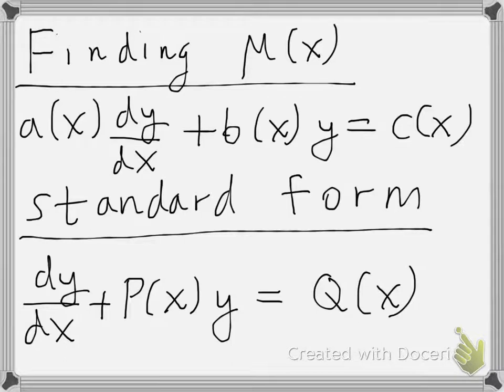So basically, the very first step in this process, you divide through by the function a of x, that's the coefficient of dy dx, if there is a function. If it's just the constant 1, then you don't need to do anything. And so you put the differential equation into this standard form here: dy dx plus p of x y equals q of x. So that's the first step in the process.